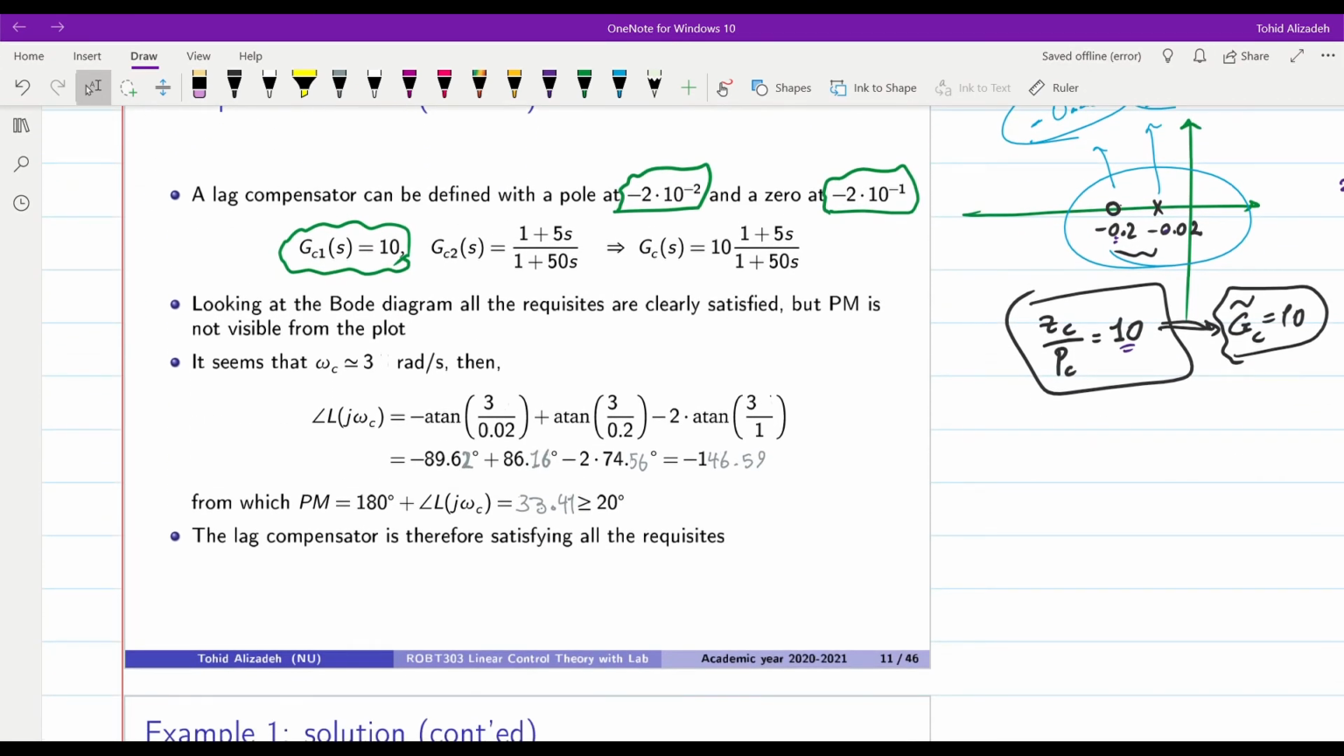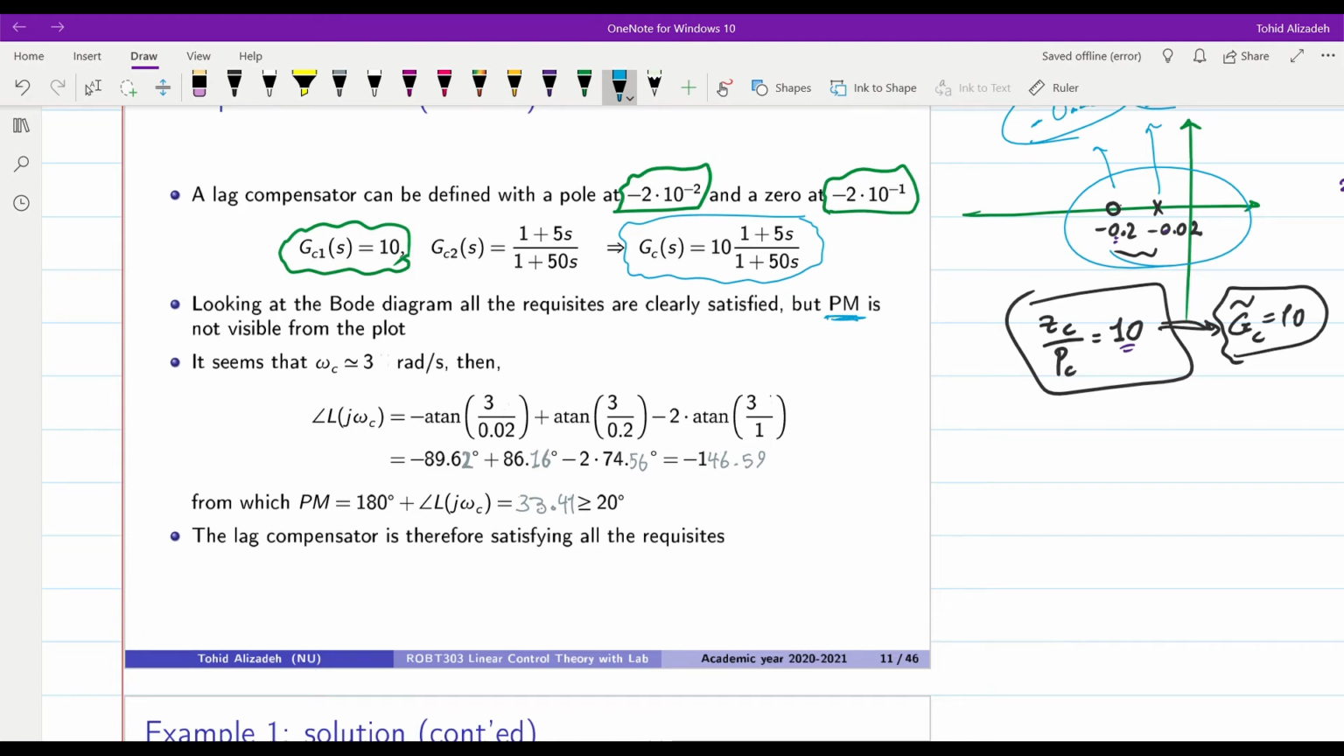Having that controller, now we can check whether the phase margin is satisfied or not. So our controller will look like this. If we have the pole and zero at the given positions, the controller at the end will look like 10 times (1 plus 5s) over (1 plus 50s). Now let's check the phase margin.